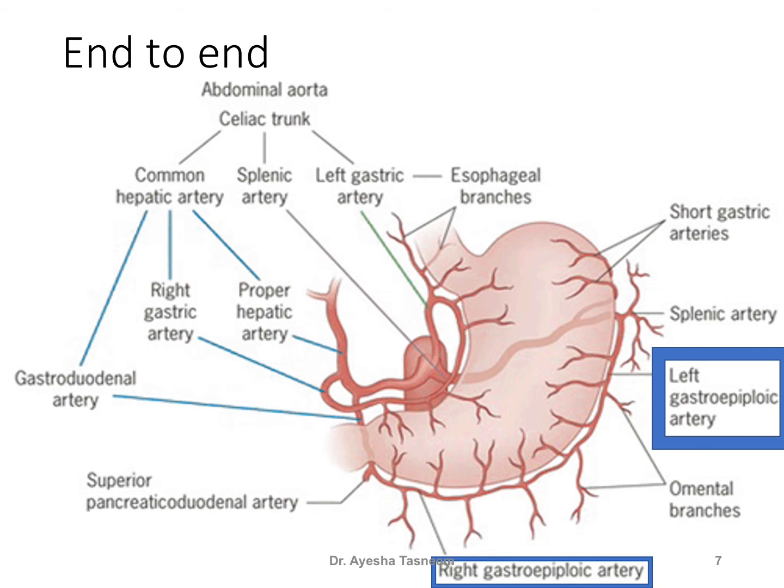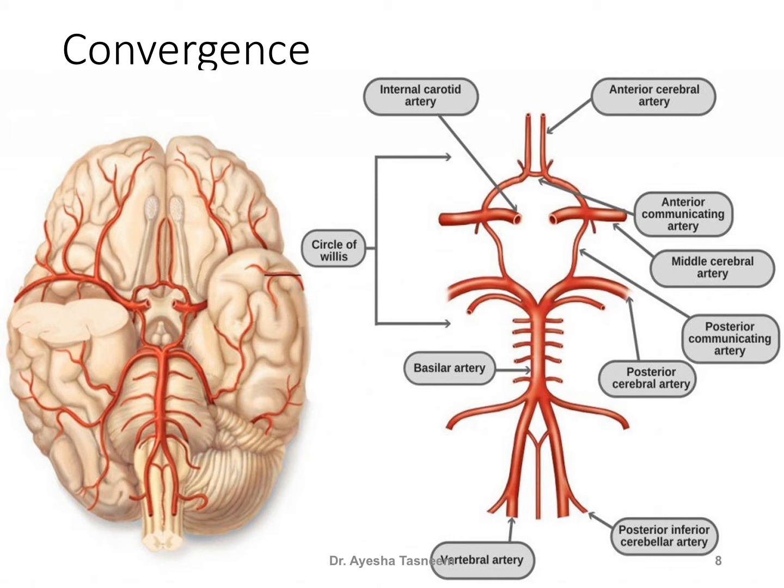Next type, we have the convergence anastomosis. In this type of anastomosis, 2 arteries converge to form a single artery. The best example is the formation of the basilar artery. Here you can see the formation of the basilar artery, and it has been formed by convergence of 2 arteries, the 2 vertebral arteries. This is the first vertebral artery, and this is the second vertebral artery. They both converge and form the basilar artery.